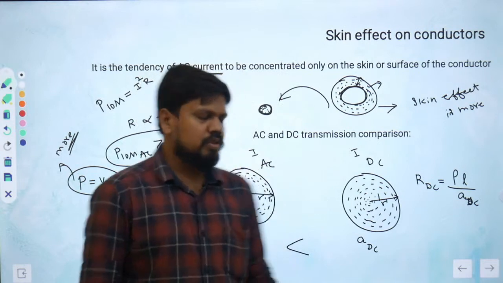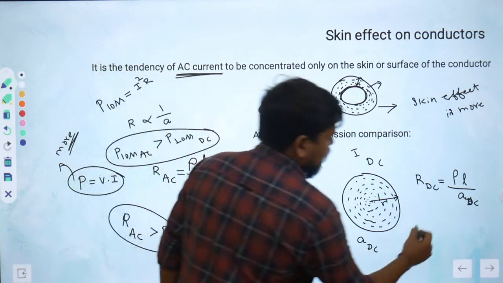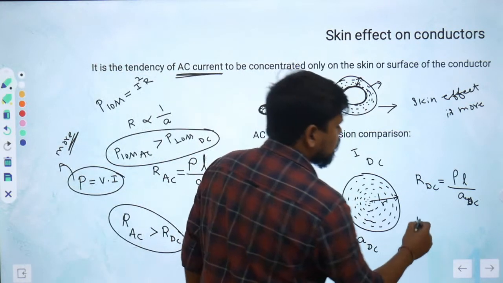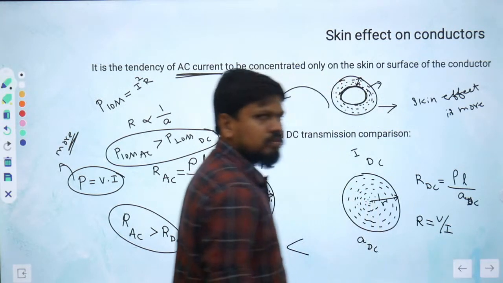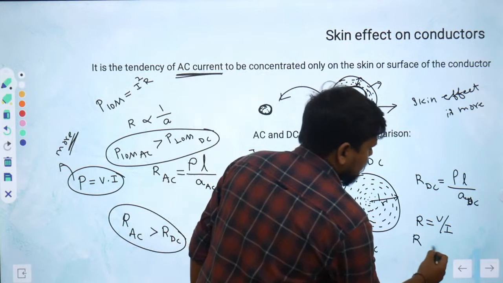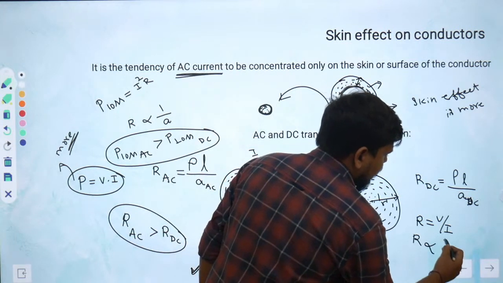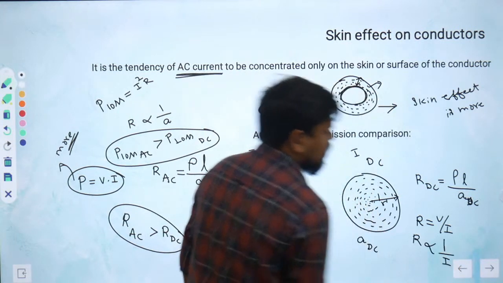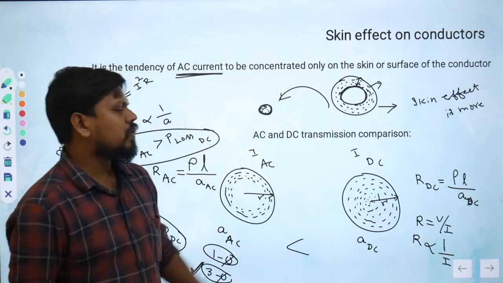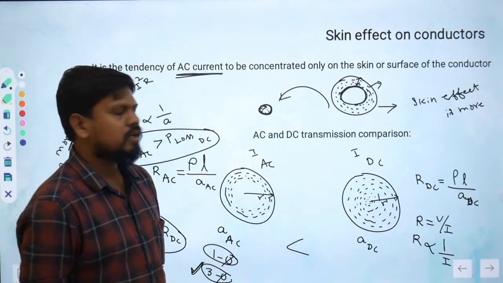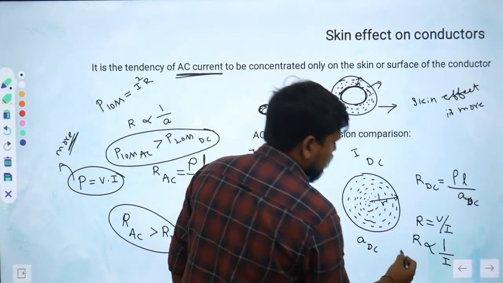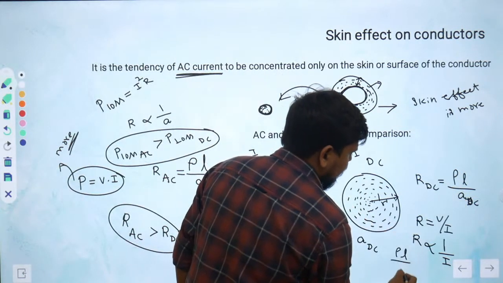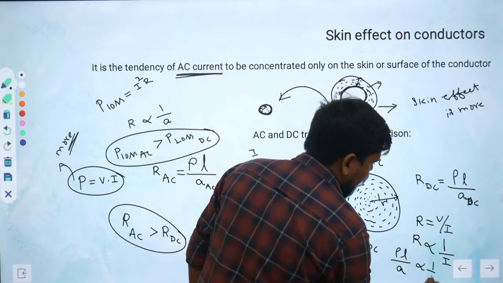For example, according to Ohm's law, what is the resistance formula? R equals V by I. That means R is inversely proportional to I if the voltage is the same. Understood, right? Now the resistance formula, rho L divided by A. So rho into L divided by A is proportional to 1 by I.